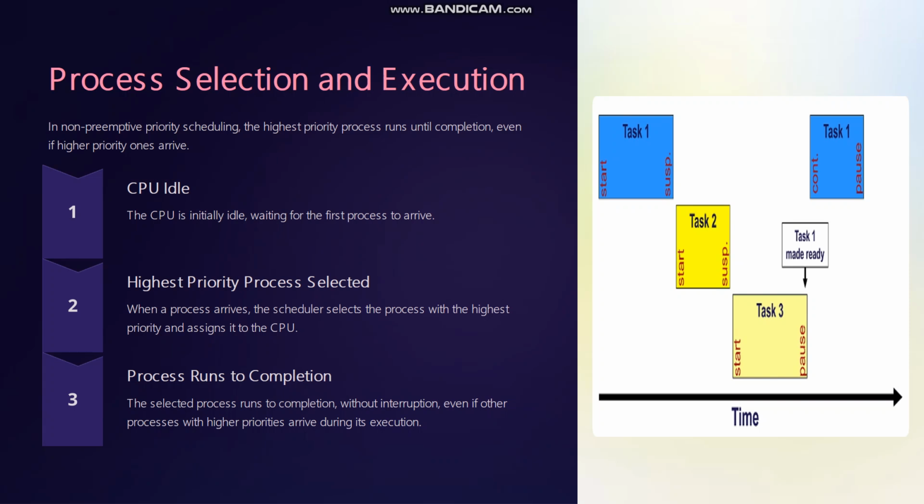Process selection and execution. In non-preemptive priority scheduling, the highest priority runs until completion, even if higher priority ones arrive. The CPU is initially idle, waiting for the first process to arrive.